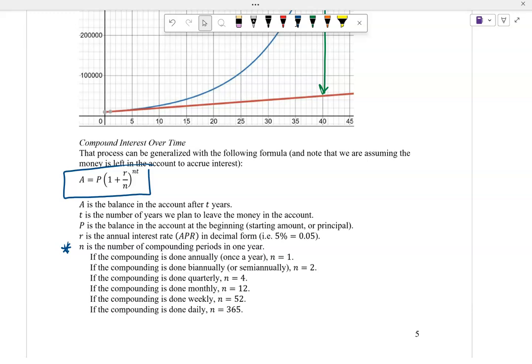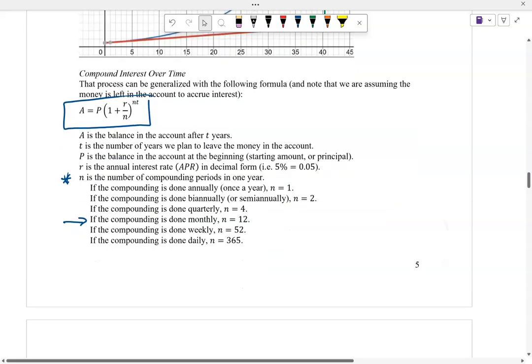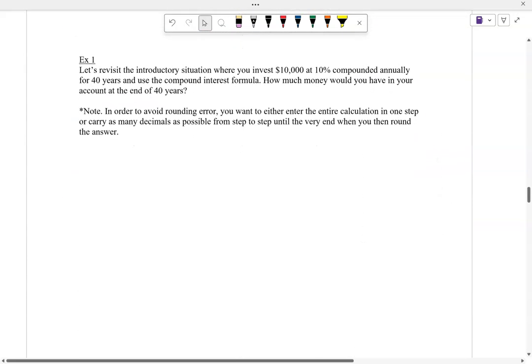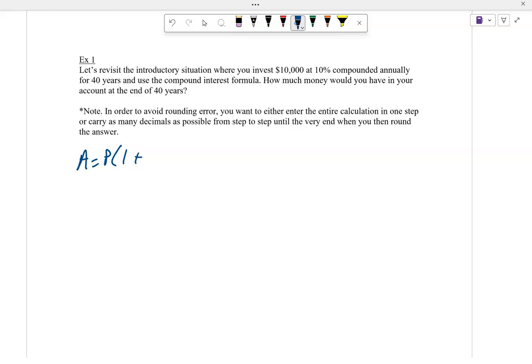So typically, maybe a savings account is going to kick you out a little interest every month, right? That would be a monthly compound, and your N would be 12 in that scenario. If you have a yearly compound, your N has to be 1, and so on. So we need to know what our compoundings are per year. So let's go ahead and use that. Let's revisit it and do it with the formula now. Here's our compound interest formula.